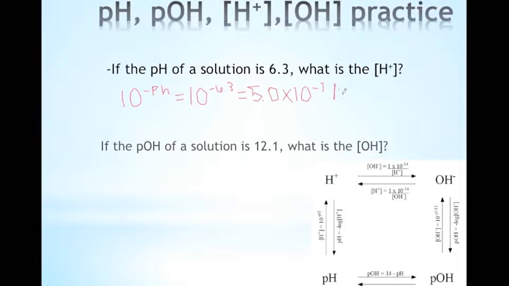And this is a hydrogen concentration, so the concentration is used in units of molarity, which is the big M I'm writing right now. Next, if the pOH of a solution is 12.1, what is hydroxide? Again, to get from pOH to hydroxide concentration, you take 10 raised to the negative pOH. So 10 raised to the negative 12.1, a very high pOH, mind you. So when you plug this in, the hydroxide concentration is equal to 7.94 times 10 to the negative 13. This is a very low concentration, which is what we would actually expect of an acid.